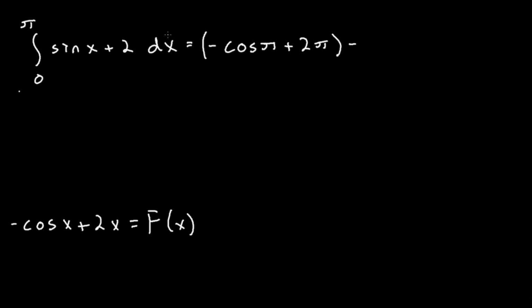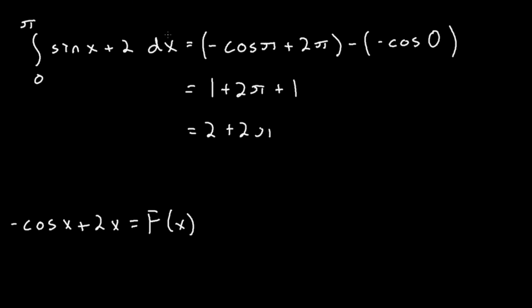And we subtract the lower bound antiderivative. So we get negative cosine of 0 plus 2 times 0, which is just 0, so we can ignore it. So we get left off with this. Well, if we evaluate cosine of pi, we get negative 1. And a negative 1 is just positive 1 plus 2 pi minus, well, since these minuses cancel out, we get plus cosine of 0, which is just 1. So our final answer is 2 plus 2 pi.